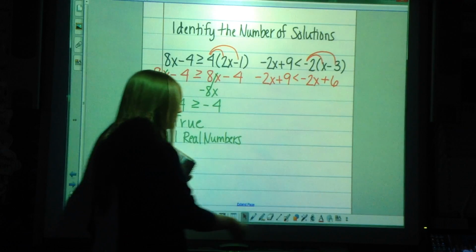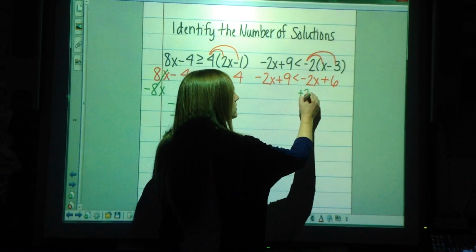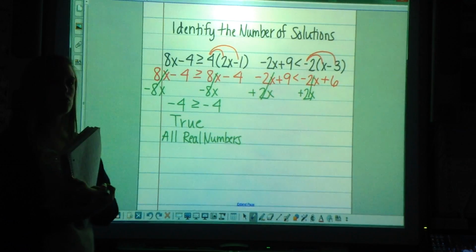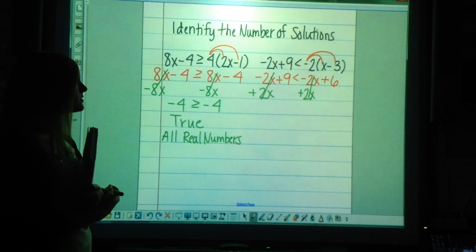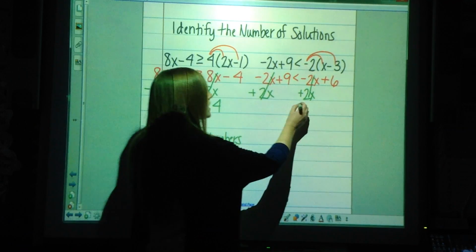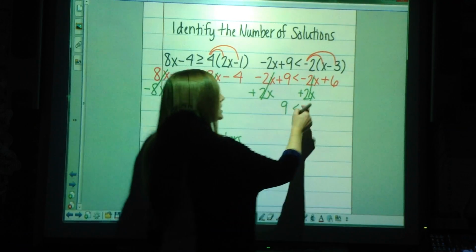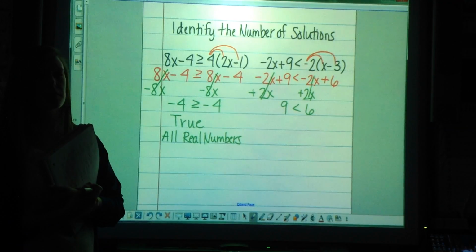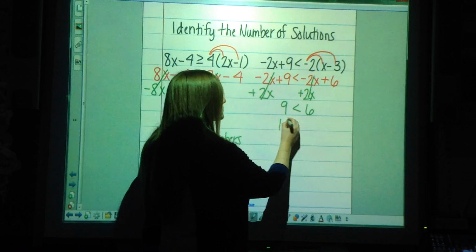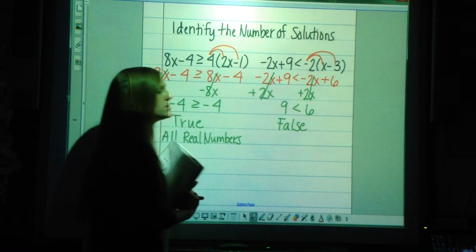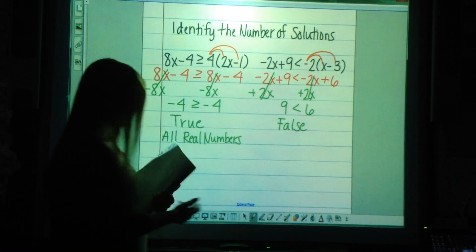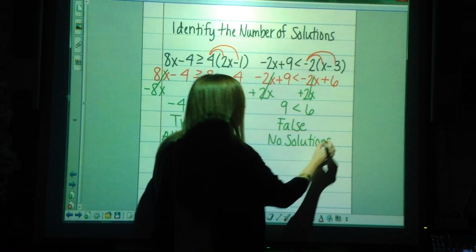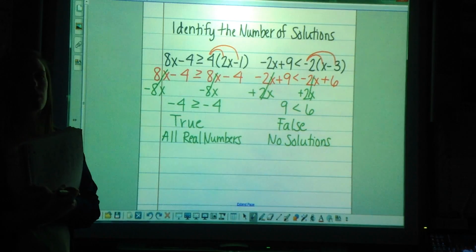Let's collect all the variables. I'm going to collect the variables on the left side. Again, they cancel out. Negative 2 plus 2 is 0. I'm not even going to bother to put 0x because it's just 0. On the left side of the inequality symbol, I have 9. And on the right side, we have 6. So this says 9 is less than 6. Do you see that that's a false statement? When it's a false statement, there are no solutions. No matter what number you put into that inequality, it will not work.